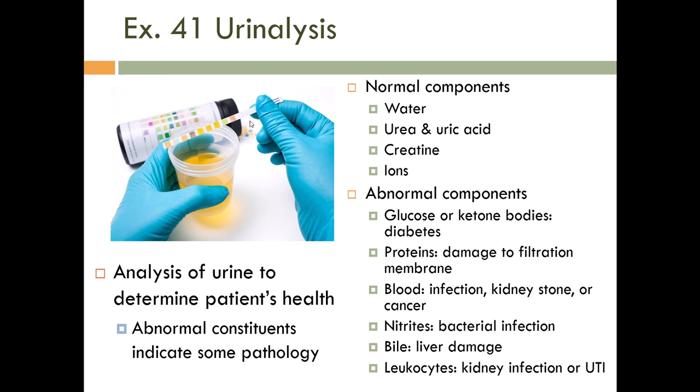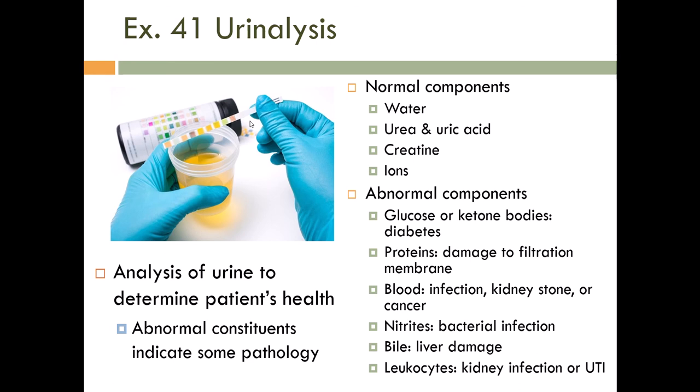Normal components of urine are things like water, nitrogen-containing compounds, urea and uric acid, creatinine, which happens to be a waste product of our body's metabolism, like urea and uric acid, and then any number of ions. You might find bicarbonate ions, magnesium ions, sulfate ions. That's all perfectly normal and can vary essentially with the body's needs.